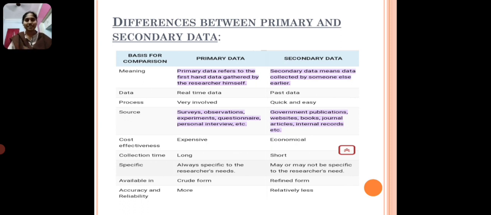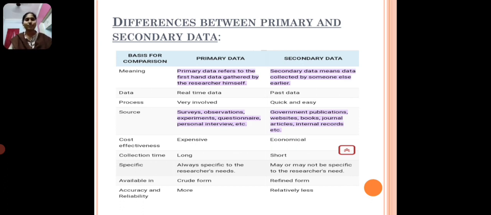It is real-time data. The primary data is real-time data, whereas secondary data is past data. Primary data is very involved, and secondary data is quick and easy. The process required to collect the primary data, we have to involve in it, we have to put the effort into it. Whereas secondary data, it's very quick and easy. We can get it anywhere we want to.